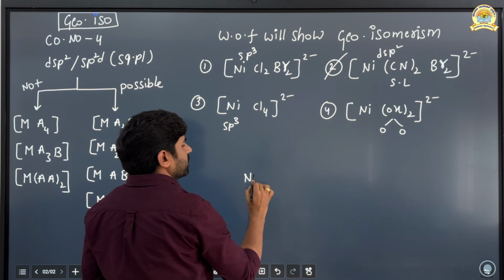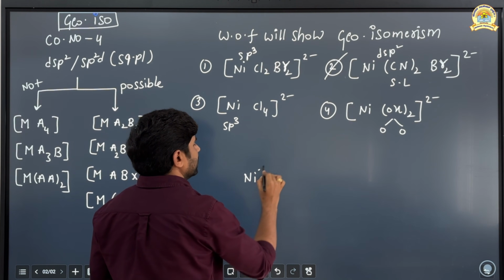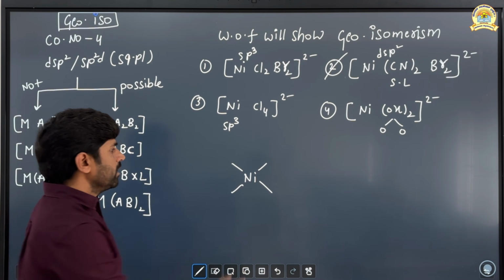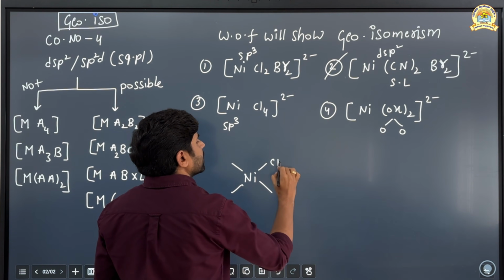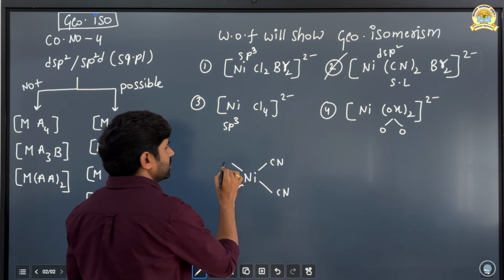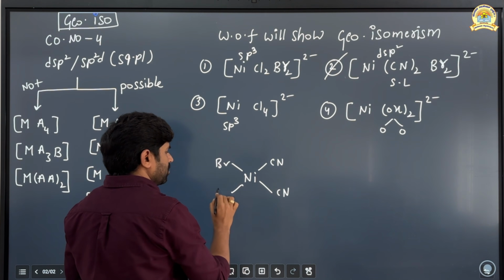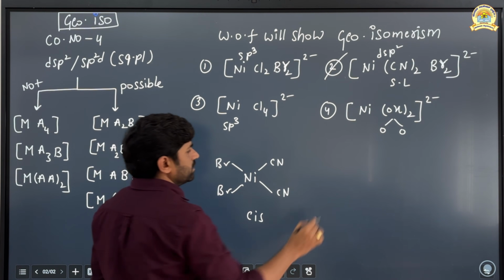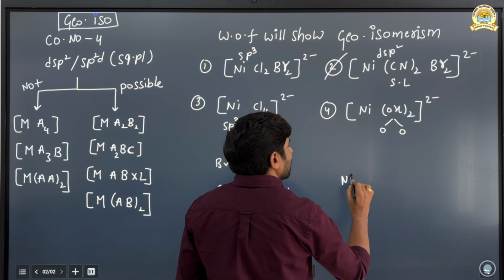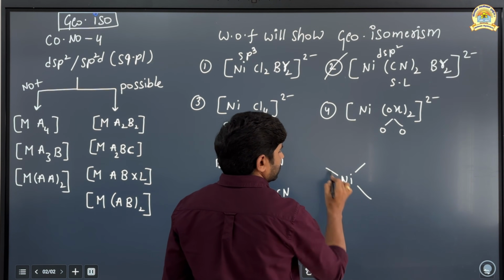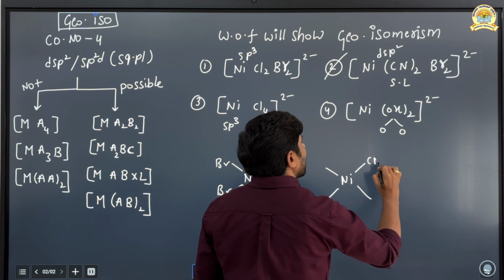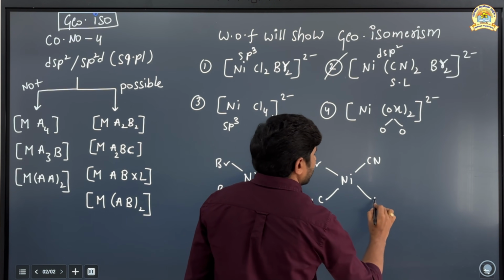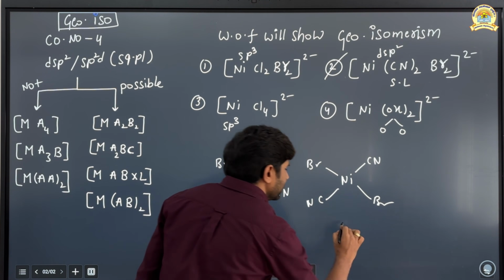Now observe the isomers. How to draw the isomers for the second option? Nickel is square planar, and you can draw it here. Two cyanides on adjacent positions: this isomer is the cis isomer. Then two cyanides on opposite sides: that is the trans isomer.